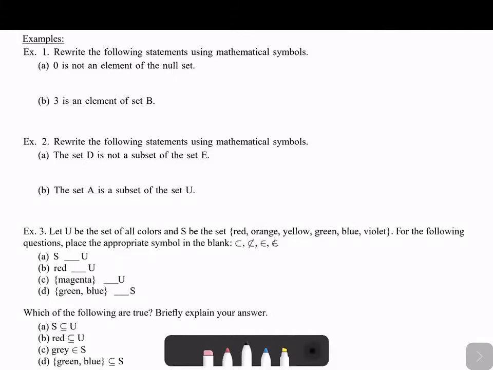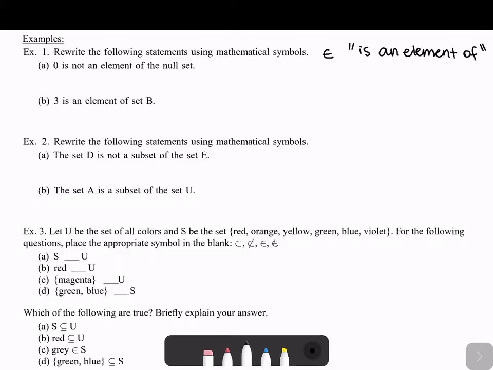Whenever we see, remember, the element symbol looks like a C with a line drawn in the middle of it. Whenever you see that symbol, you should read it in your head as "is an element of." That'll help us translate from words to mathematical symbols and vice versa.